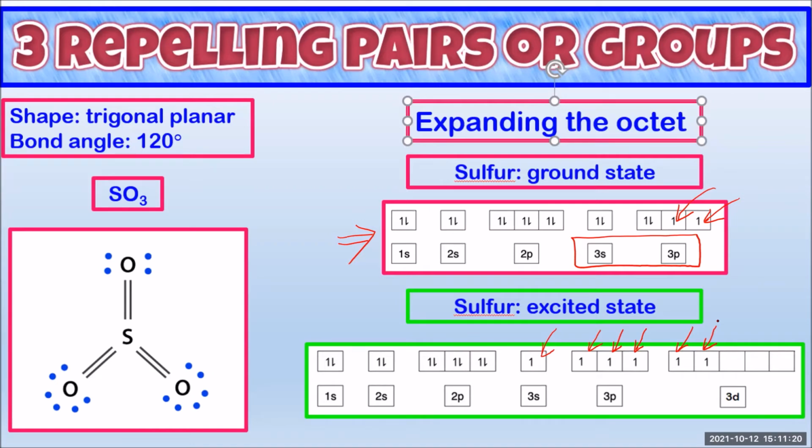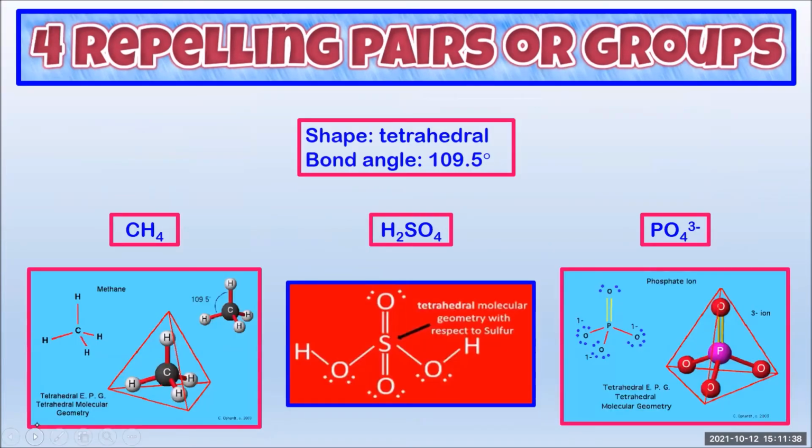Expanded octet, or more than 8 electrons in the valence shell, is the norm rather than the exception for period 3 and beyond. Elements in period 1 and 2 can't expand the octet because they don't have any d orbitals. We have seen the tetrahedral shape before when we were dealing with molecules based on an octet like methane. This shape can also occur with expanded octets like in sulfuric acid, where sulfur has 12 electrons in the valence shell, or in the phosphate ion, where phosphorus has 10 electrons in its valence shell.